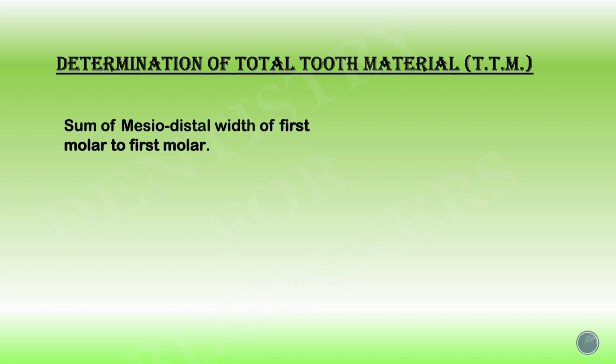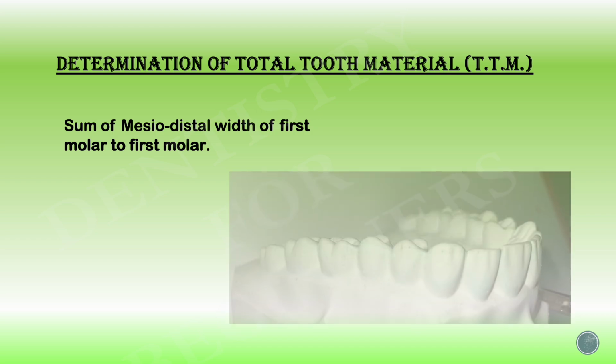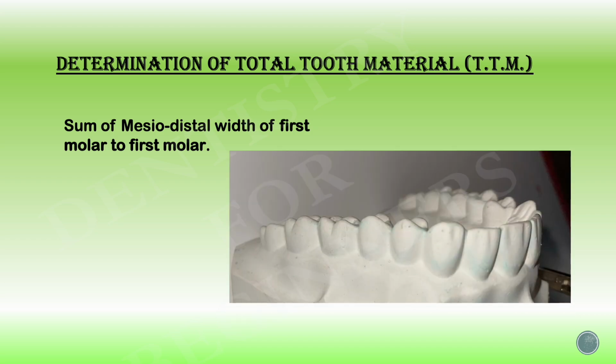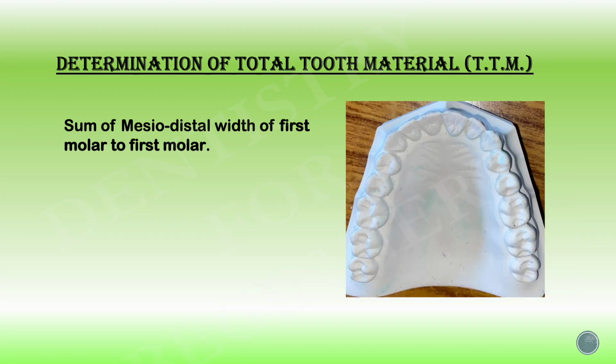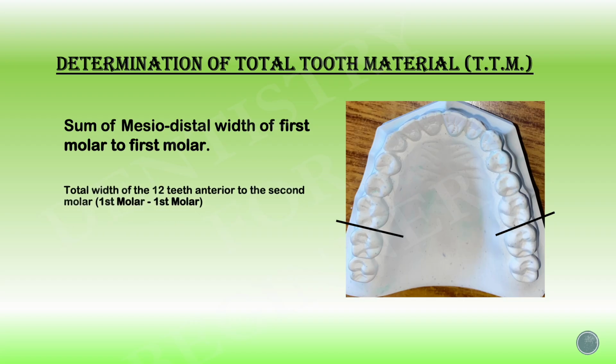So determination of total tooth material, this is what? This is the sum of mesiodistal width of first molar to first molar. So in this image we can see that the two tips of the divider can be placed, one on the mesial side of a tooth and the second on the distal side of the tooth. So here we need to measure from first molar to first molar. This is the first molar of the right side and this is the first molar of the left side. From here to here there are a total of 12 teeth. So the total width of the 12 teeth anterior to the second molar, that is from first molar to first molar, is calculated. So this gives the total tooth material dimensions.